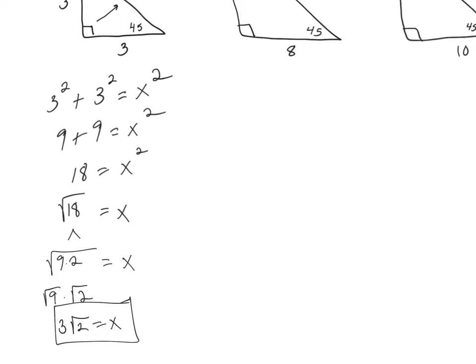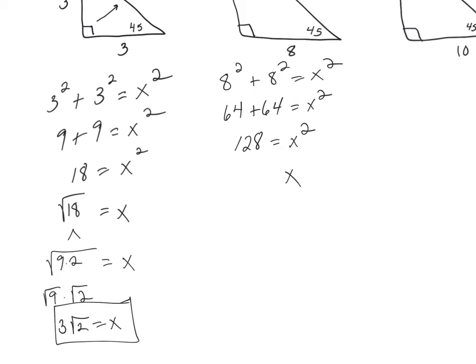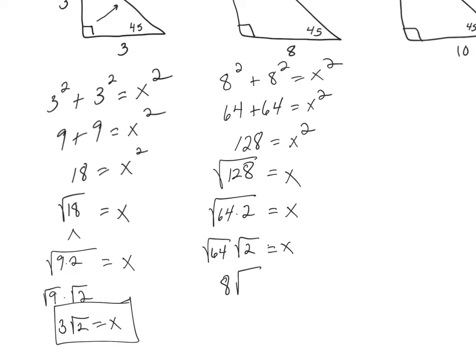Now, I can do the same exact thing for 8. 8 squared plus 8 squared equals x squared. So I get 64 plus 64 equals x squared. When I add 64 plus 64, I get 128. So the length of the hypotenuse is the square root of 128. Now, I know that I can do 64 times 2 to get 128. So what I have is the square root of 64 times the square root of 2. And of course, the square root of 64 is 8.